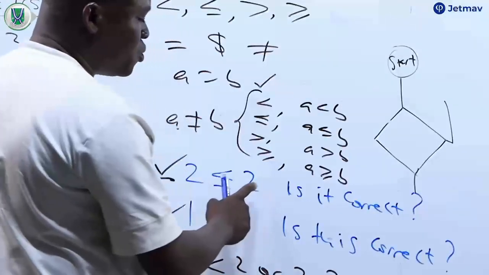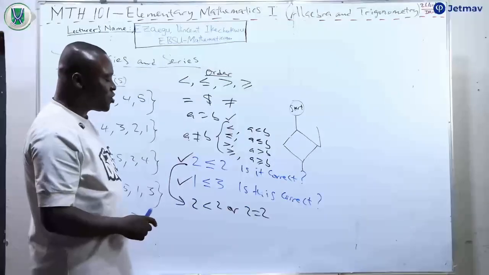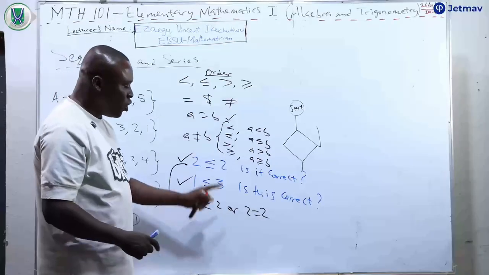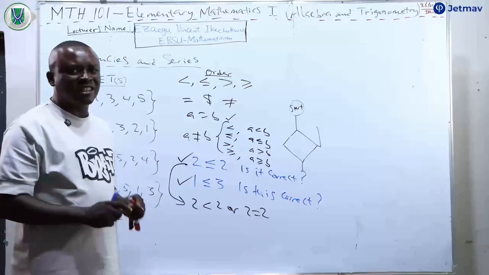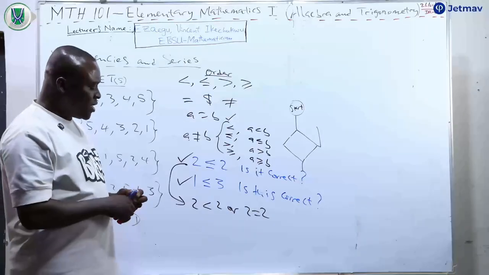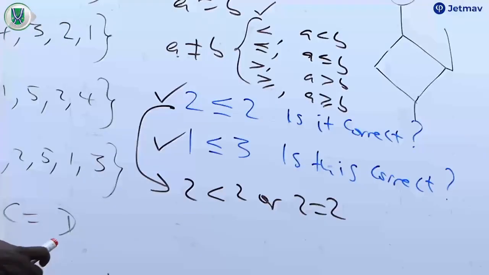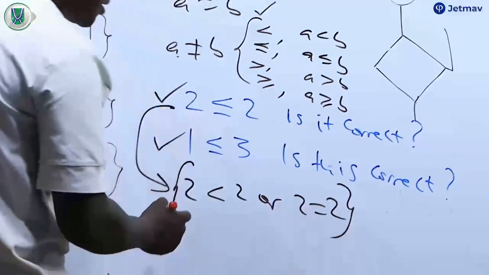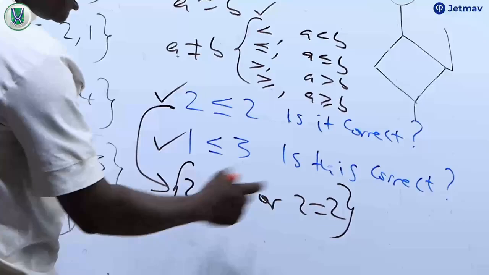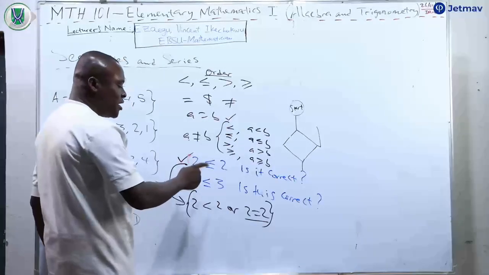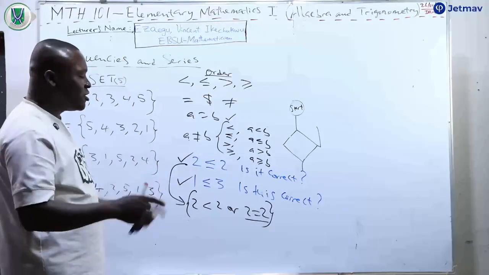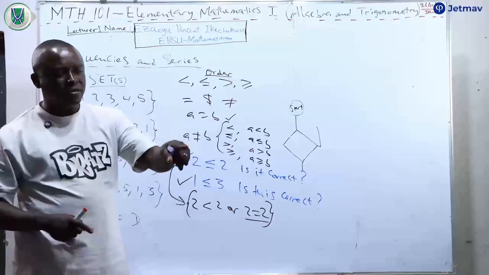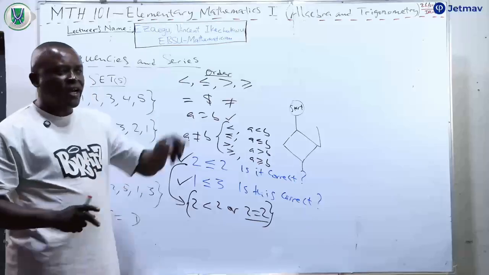2 less than or equal to 2. Is this correct? We said yes, it is correct, because the statement says 2 is less than 2 or 2 is equal to 2. This is a statement. Which one are we taking out of this? We are saying the one that is correct is this. I never said 2 is less than 2 and 2 is equal to 2. I say 2 is less than 2 or 2 is equal to 2. You are a male or a female. It is correct, because I didn't say you're a male and a female.